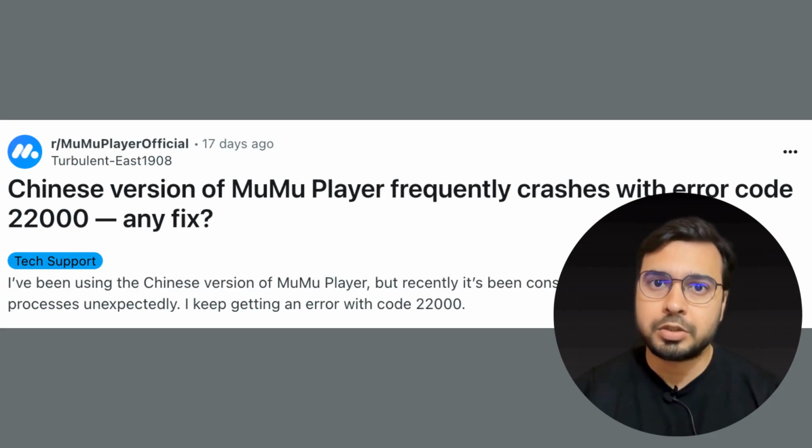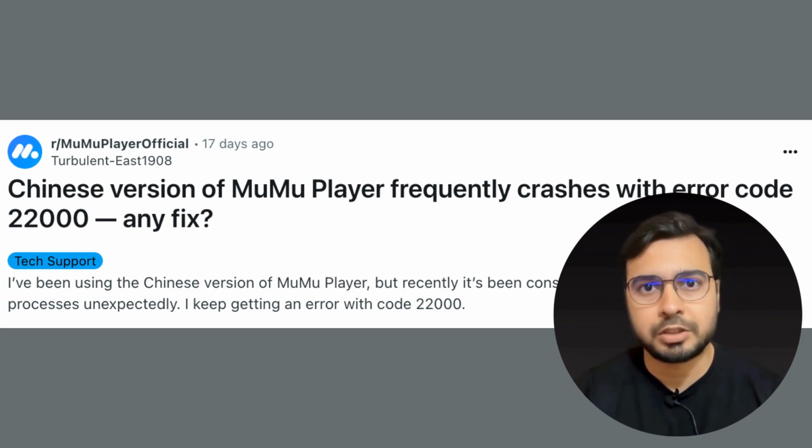As per our research, the error comes when MuMuPlayer frequently crashes. During our research, we were unable to find any official information on the error, but our research suggests that the error may occur because of any issue with your system, internet, outdated MuMuPlayer, or system firmware.